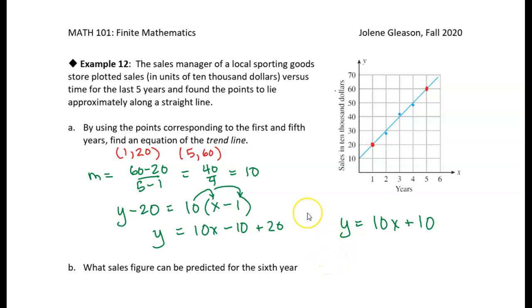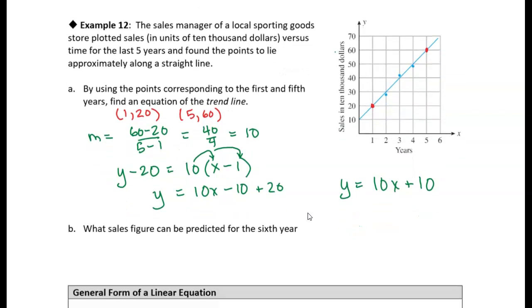Part B is asking what sales figures can be predicted for the 6th year. Now that we have an equation for the line, we can put in any value of time, which is the x variable, and calculate what the sales are, which is the y variable. So I'm just going to plug in x equals 6. I get y is equal to 10 times 6 plus 10, which is 60 plus 10, which gives me 70.